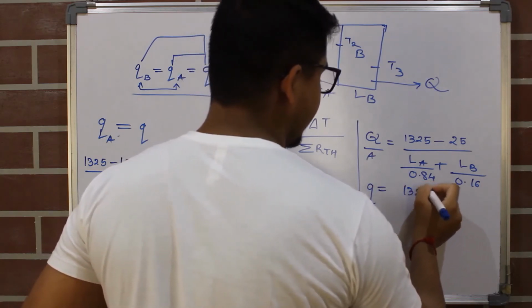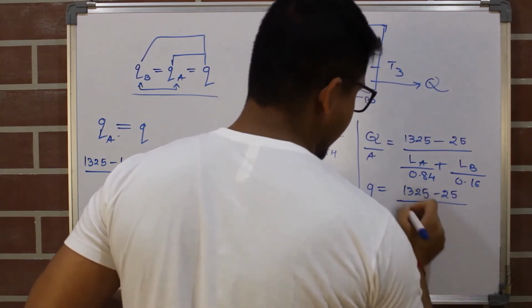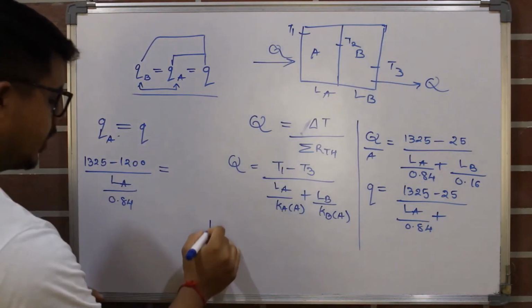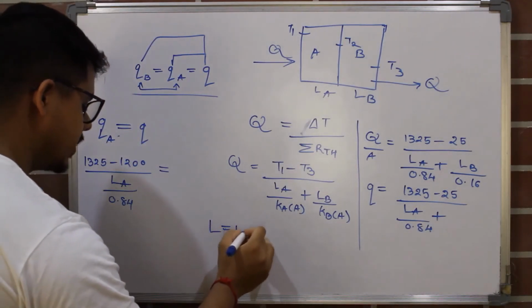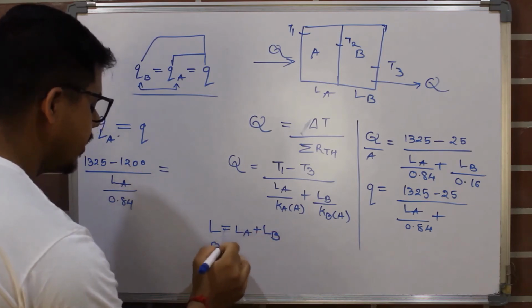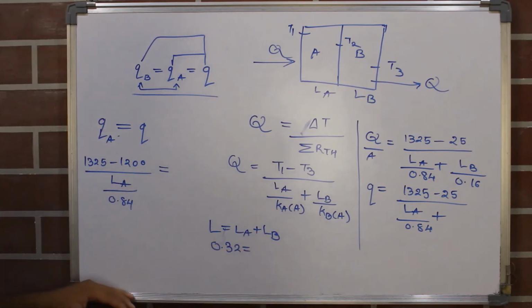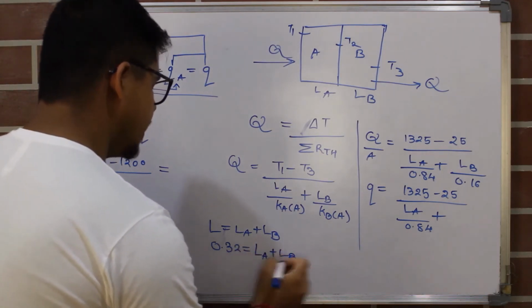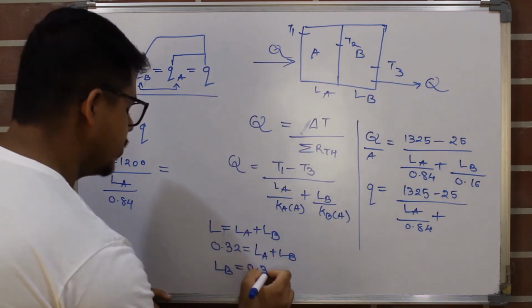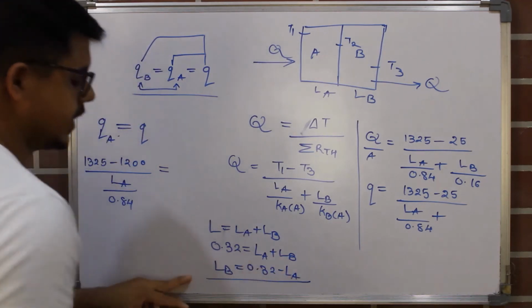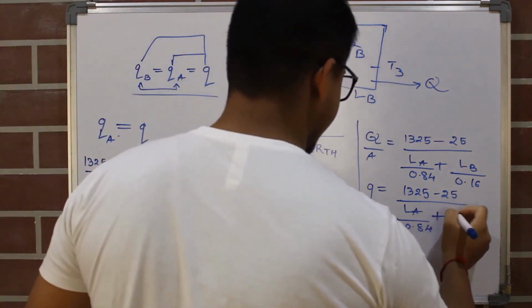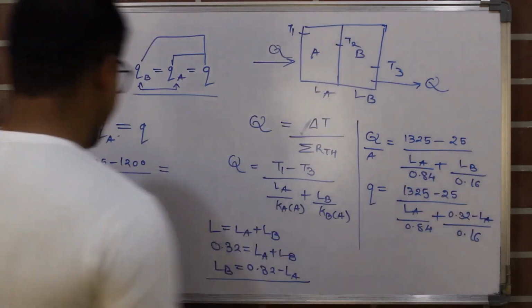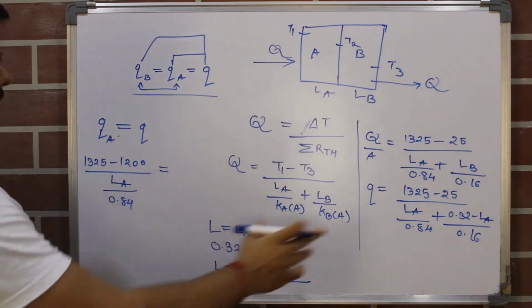So 1325 minus 25 divided by LA upon 0.84, and we know that L is equal to LA plus LB, and we have the value of L, that is total thickness is 320 mm or 0.32 meter. So LB can be written as 0.32 minus LA. We will substitute this LB in this equation, that is 0.32 minus LA upon 0.16. Now we have to compare this. So we got the Q.